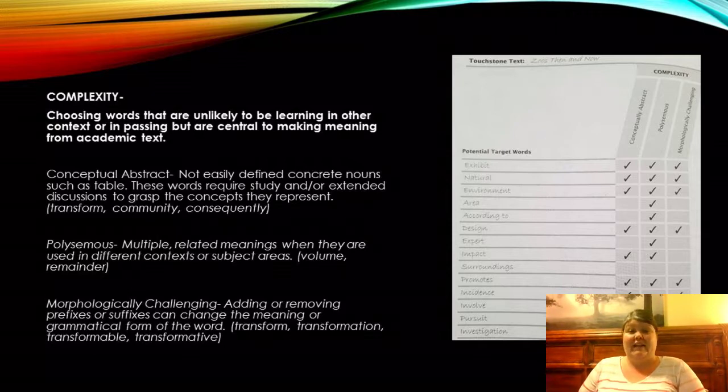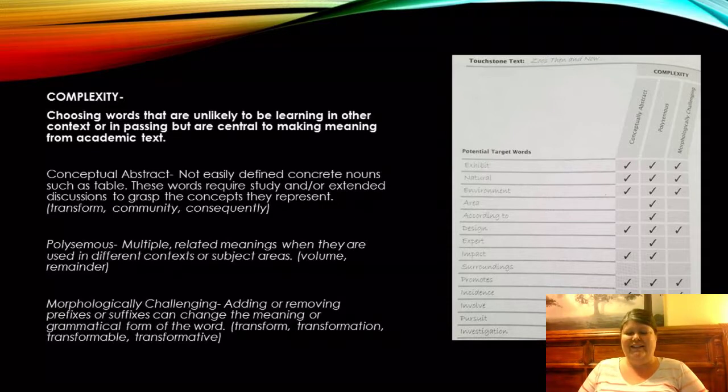Okay, so the second word that I can't pronounce, we're just going to go right to it. It is multiple related meanings when they are used in different contexts or subject areas, like volume. Volume's a great example. We use volume when I yell at my son. I use volume when I turn on the radio. I use volume when I measure a cup of water. So those are different ways to use volume. So that's the word that I can't pronounce. I don't even want to try.